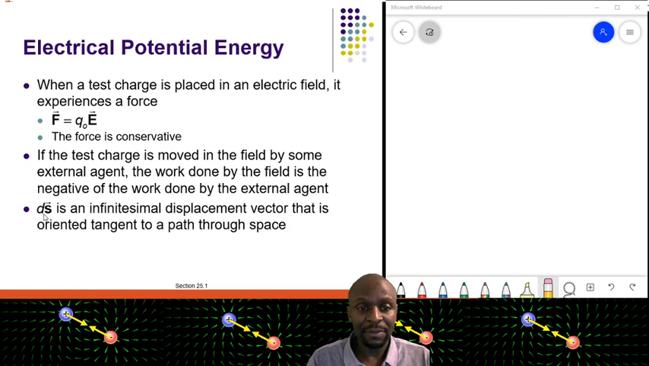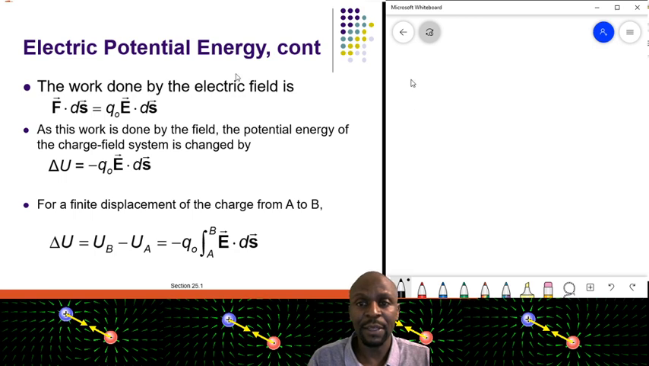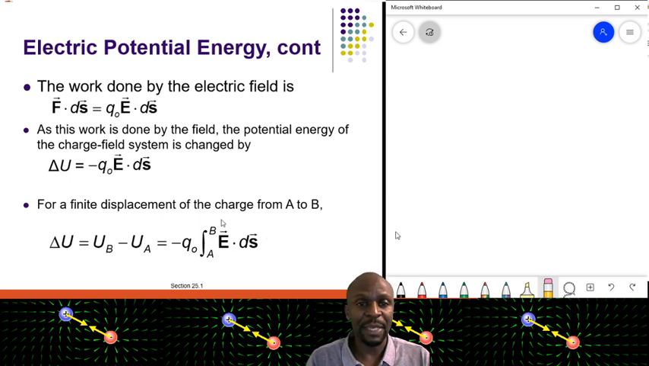The ds is just a small displacement vector that is oriented tangent to the path through space. The work done by the electric field is given by F dot ds. From your high school, you used to write the work done as F times S or D. In such cases, you don't see the cosine of an angle because the force is pointing in the same direction as the displacement. The angle between 2 vectors pointing in the same direction is 0. That is why you end up with work being just force multiplied by displacement.